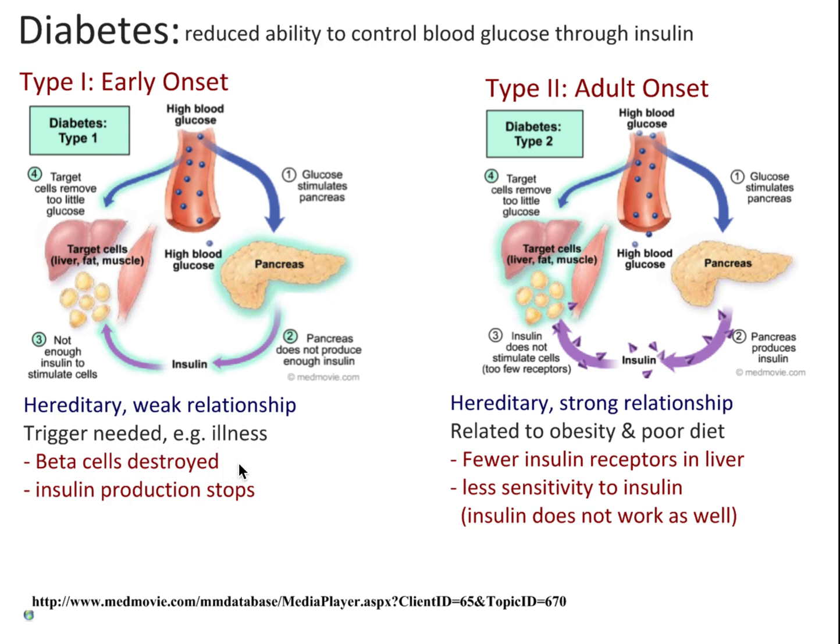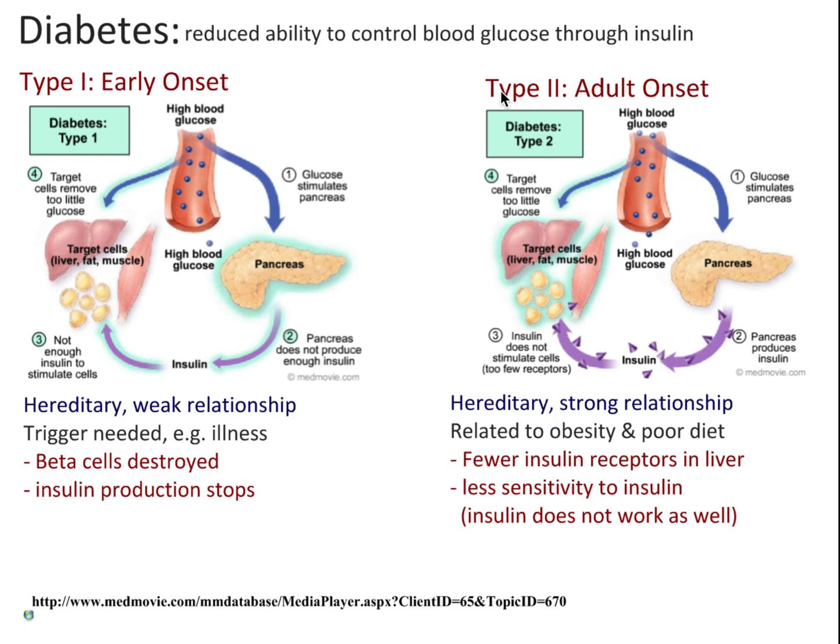For example, your beta cells, which would normally release insulin, are destroyed, maybe through cancer or some sort of disease happening in your body. And insulin production stops because of this. So in this case, if you have high blood glucose levels, the glucose will stimulate the pancreas, but the pancreas does not produce enough insulin. So there's not enough insulin to stimulate the fat cells to take in glucose. So that means you'll still have high blood glucose levels. So someone with early onset diabetes would need to get insulin injections.